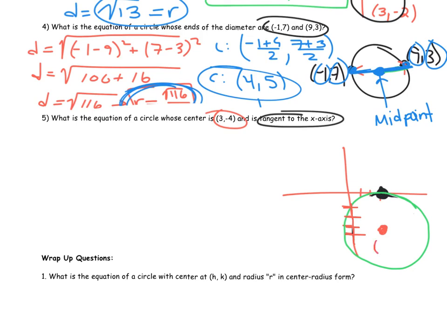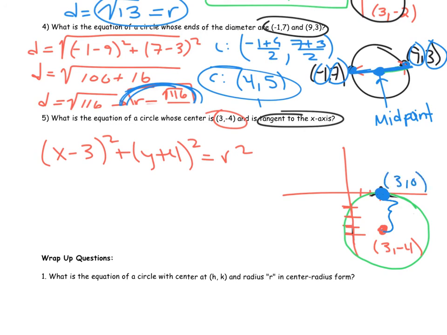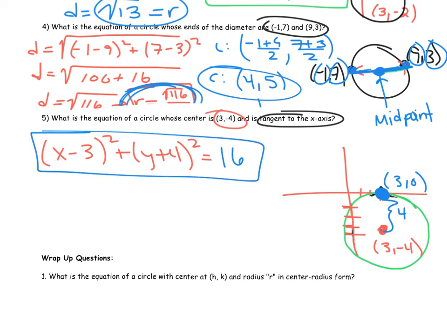So I already know the center. So that's 3, negative 4. So we're going to write x minus 3 squared plus y plus 4 squared is equal to the radius squared. Now the radius, well, if this is tangent, that's a point on the circle. So let's figure out what that point would be. This is tangent. The x value is still the same. So I'm looking at 3, 0. And that distance is a radius of 4. So this is really 4 squared, which is going to be 16. And that's it, guys. That's all we had to do.